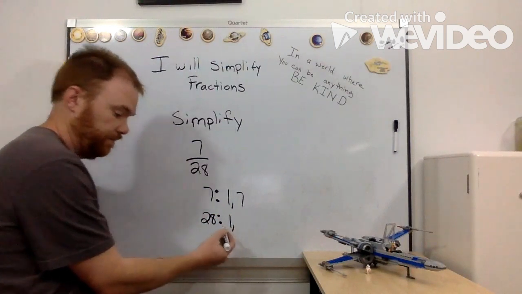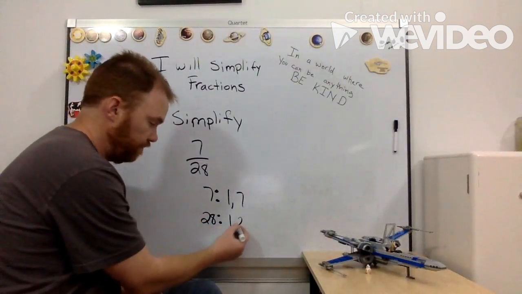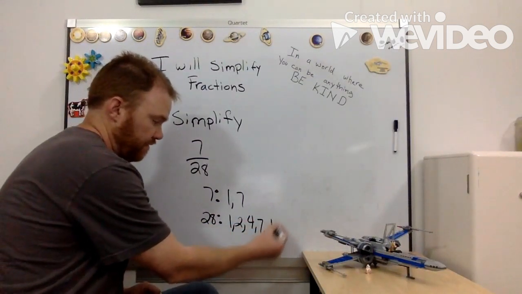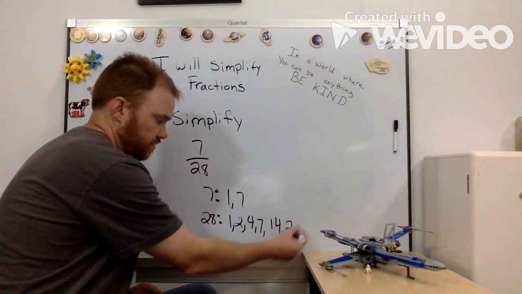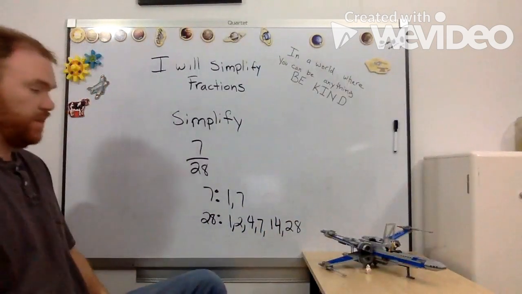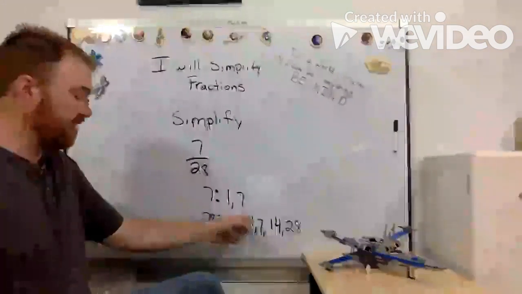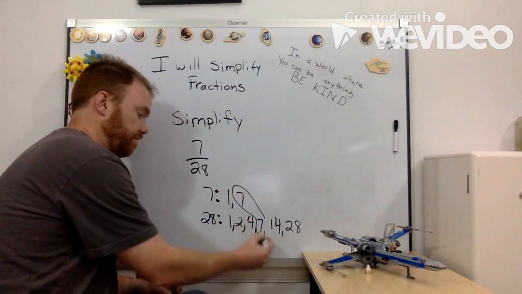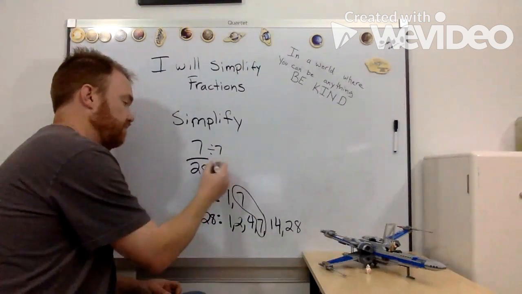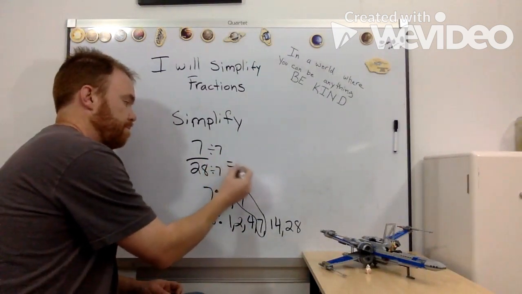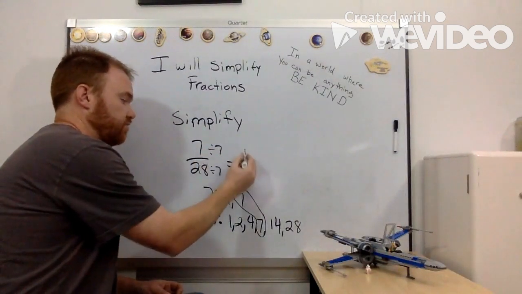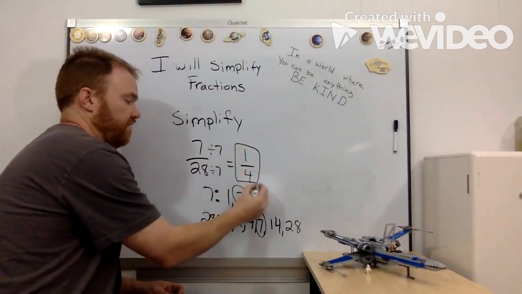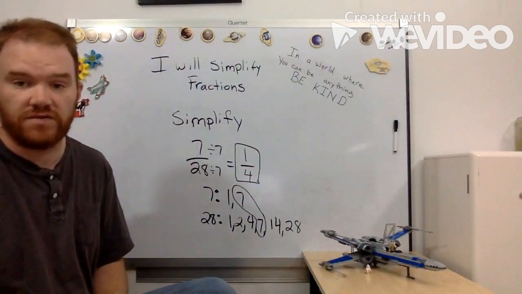It's got 1, 2, 4, 7, 14, and 28. Okay, but I can see that, hey, 7's in both those lists. So my greatest common factor is 7. So I'm going to divide both by 7. 7 divided by 7 is 1. 28 divided by 7 is 4. I have a simplified fraction of 1/4.